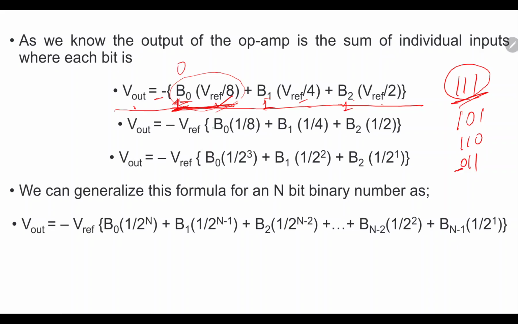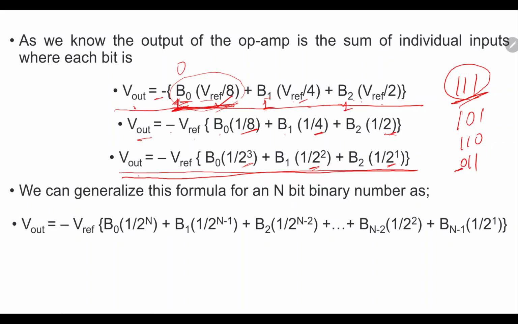Okay. So as we can see here, we can take this V reference outside. So V out equal to minus V reference, B0 into 1 by 8, B1 into 1 by 4 and B2 into 1 by 2. So we can write it further: 8 represents what? 2 cube, 4 is 2 squared and 2 is 2 to the power 1. So this is the generalized one for 3 digits.